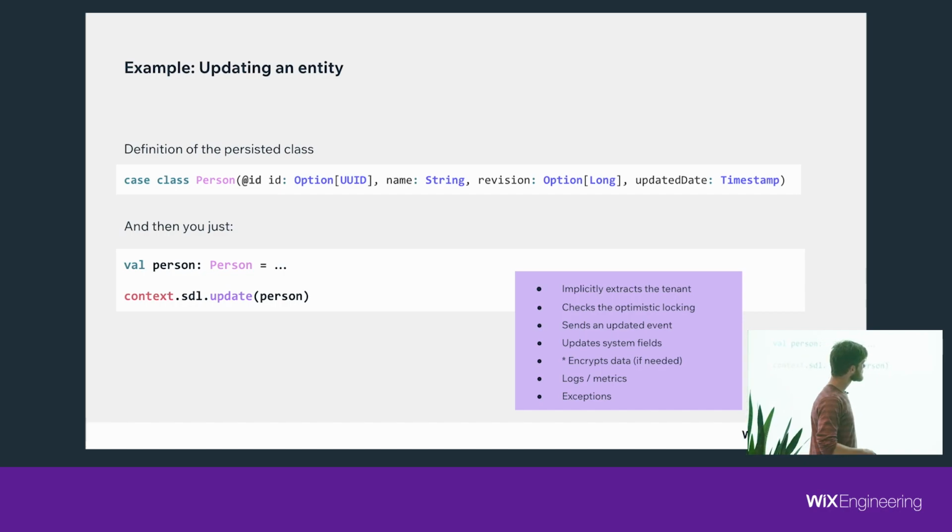First of all, we implicitly extract tenant and organize the data, ensuring that data won't leak between the different tenants. It happens implicitly. Nothing is passed. Second, in case my SDL is configured with optimistic locking, we will check revision. Also, we will send an event stating that the information of this person was updated. In case some data should be encrypted, and in a second we will talk about it, SDL will encrypt the data. It will write logs, metrics, and if it hits the fan, it will throw a proper exception that says what went wrong. Okay? One line, so many concerns.